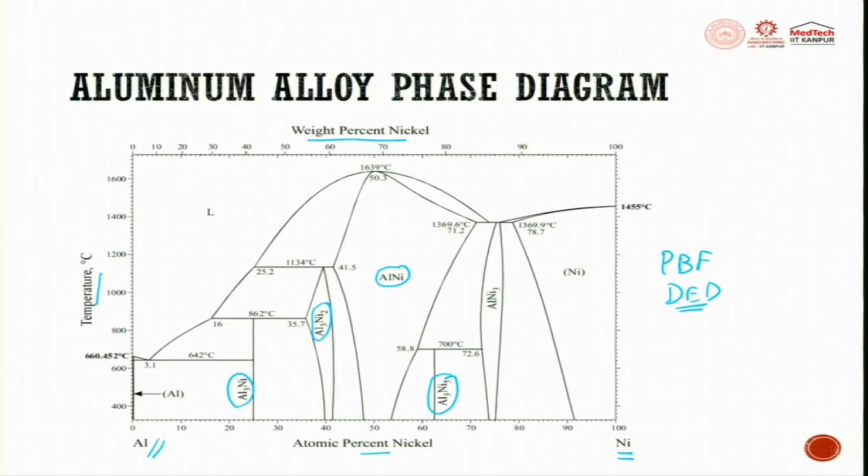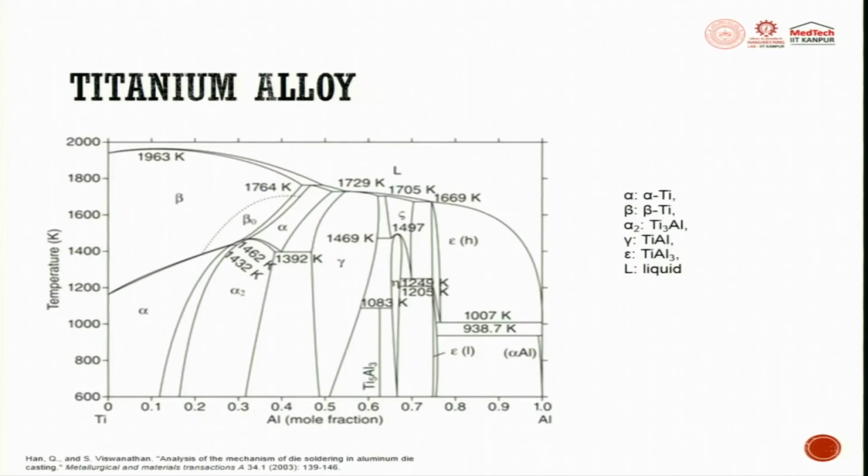So, if you are able to maintain around 65% of nickel at around 700 degrees Celsius, you get these compounds getting formed. So, just by changing the composition, you can get multiple microstructures in one component.